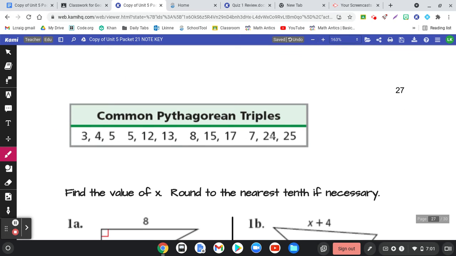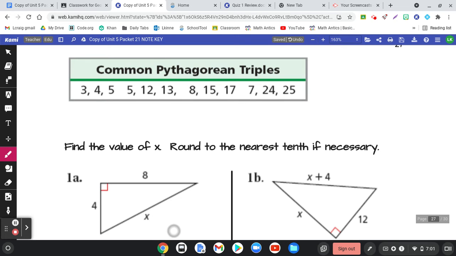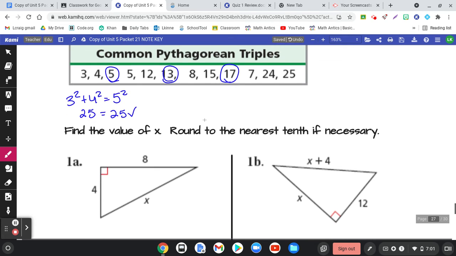Some common Pythagorean triples, remember, work every time. We've talked about those before. Basically, if you plug these in, 3 squared plus 4 squared equals 5 squared. Your longest side's always your hypotenuse. This will work out perfectly. So this gives you 25, and so does that. All right, just a little tidbit: you don't have to memorize those.